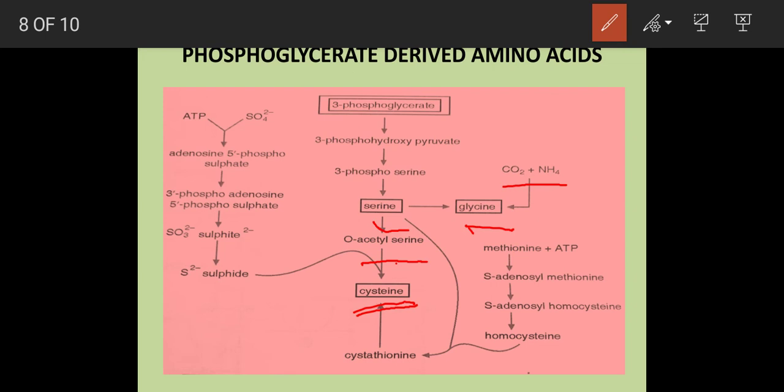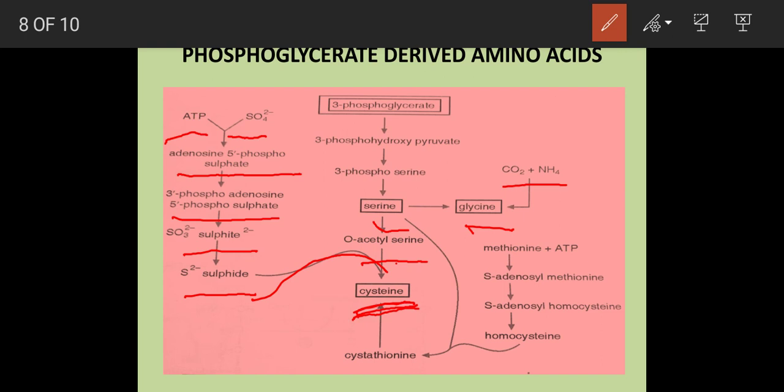There is another pathway of synthesis of cysteine in plants and bacteria. In plants and bacteria, ATP combines with the sulfate which is absorbed from the soil. It produces adenosine 5-phosphosulfate, known as APS, which gets converted to PAPS, meaning 3-phosphoadenosine 5-phosphosulfate. This PAPS is now reduced to sulfite and then sulfite gets reduced to sulfide ion. The sulfide gets transferred and combines with O-acetylserine to produce cysteine.